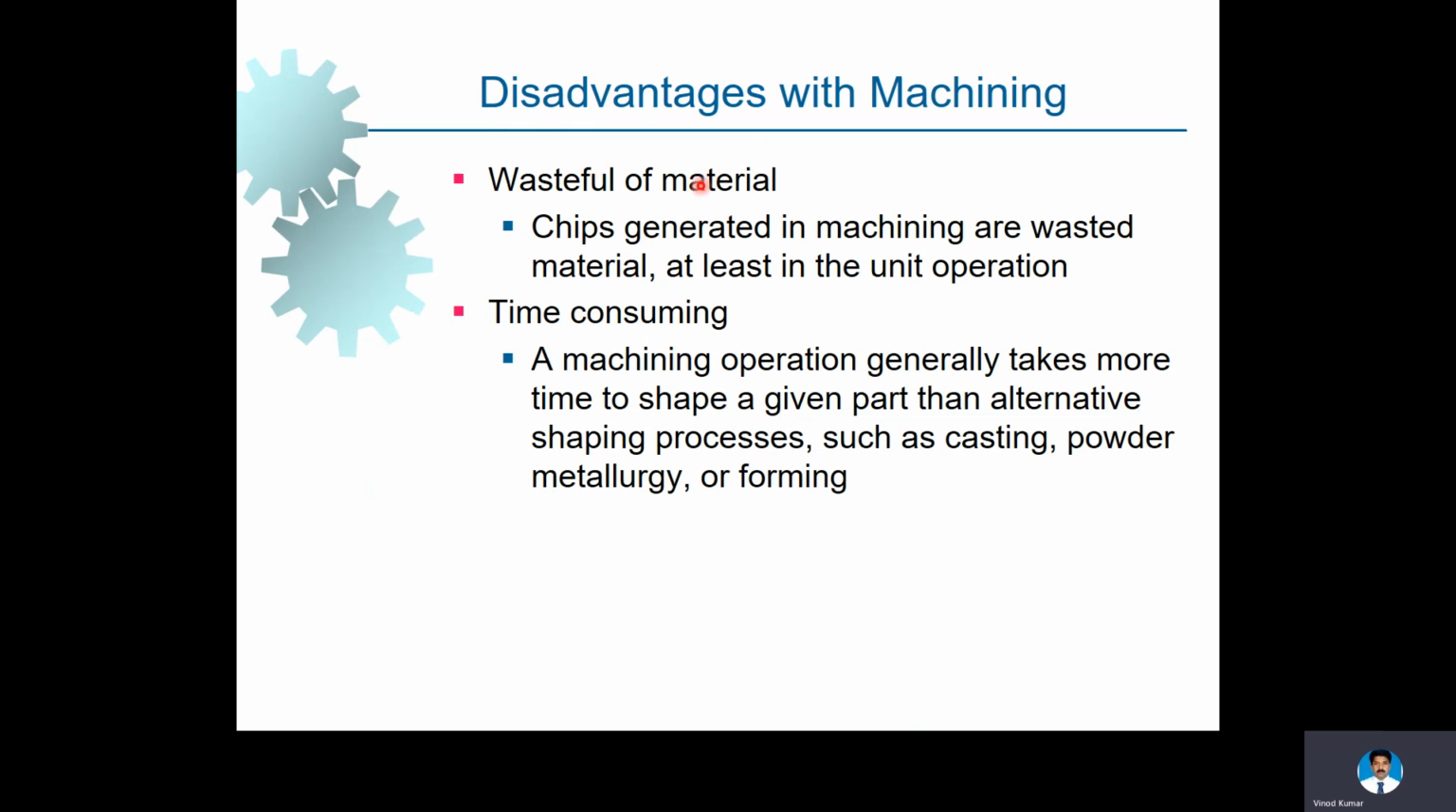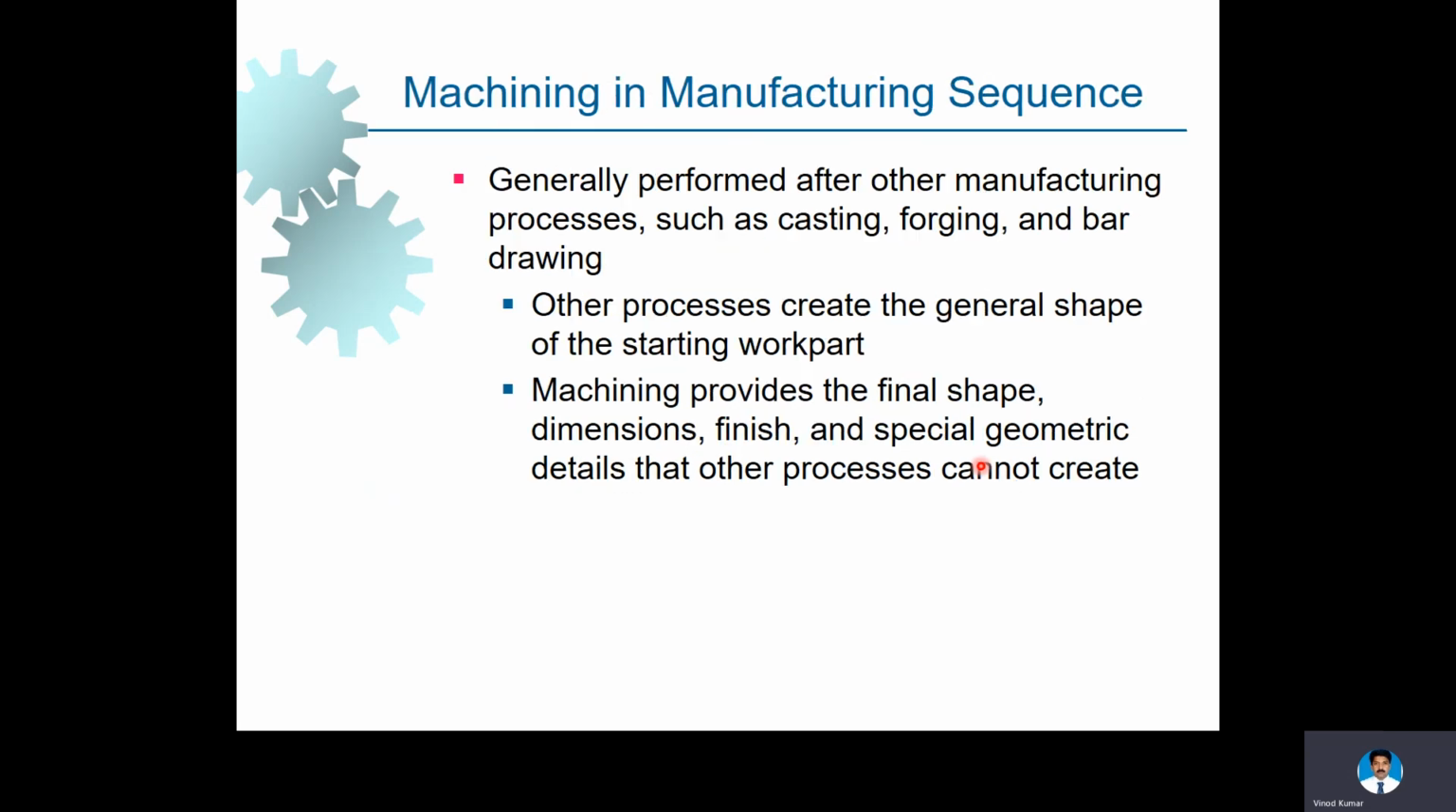Now, certain disadvantages with machining are that you are removing material from the workpiece. That means wastage of materials. It is also time consuming, as it consists of several steps. So it is a somewhat time consuming operation in comparison with other types of shaping processes such as casting, powder metallurgy, and forming operations.